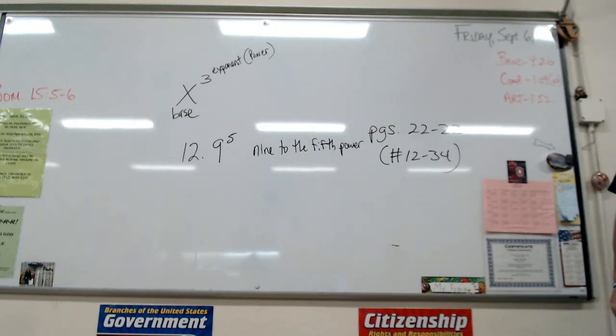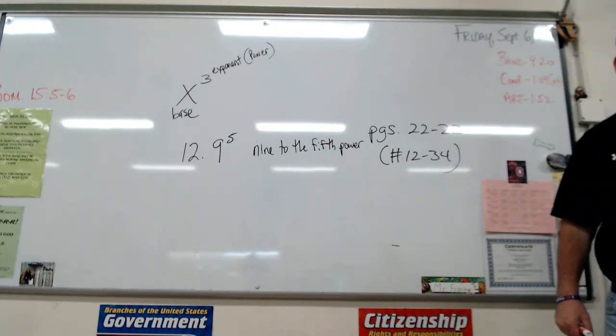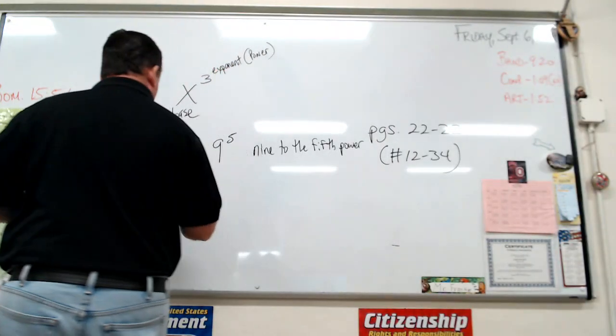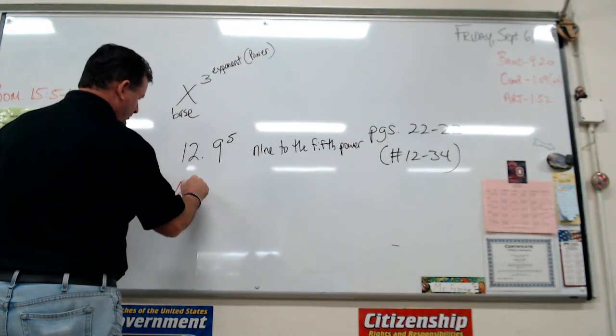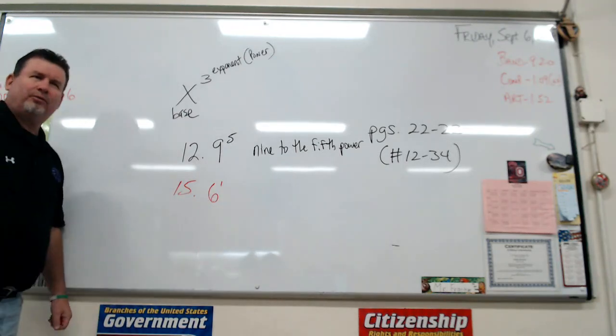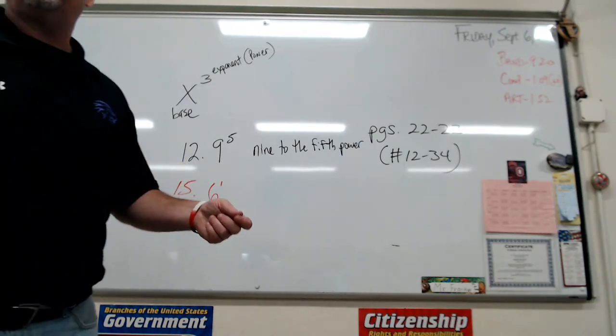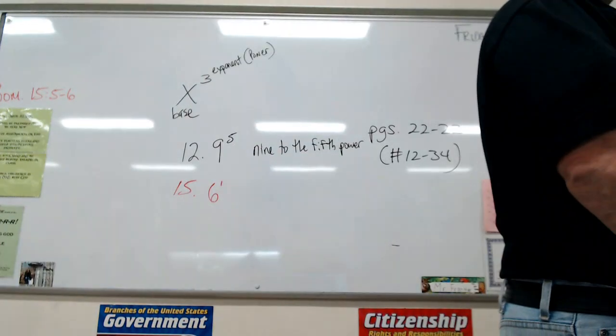Now, when you get to 15 through 20, the first question you might have is, what if there's a 1 next to it? What if you have, like number 15, what if it's to the first power? What's the answer to that? Is it just itself? 6. Yeah. Because it's 6. And if there was a 2 next to it, it would be 6 times 6, but it's just 6. So anything to the first power is itself.